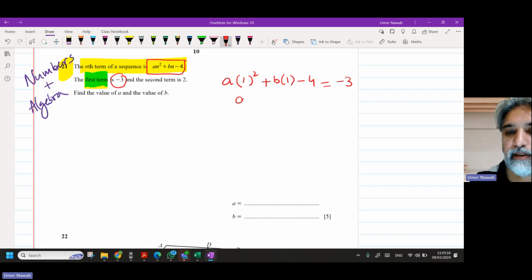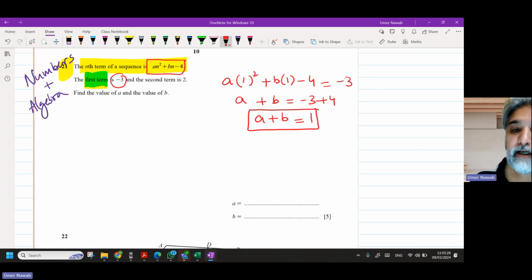Now, a times 1 squared is a, b times 1 is b, minus 4. Can I send it to the other side? Minus 3 plus 4. Wow, I get a plus b is equal to 1. This is the first equation. It looks like I'm going to end up with simultaneous equations.